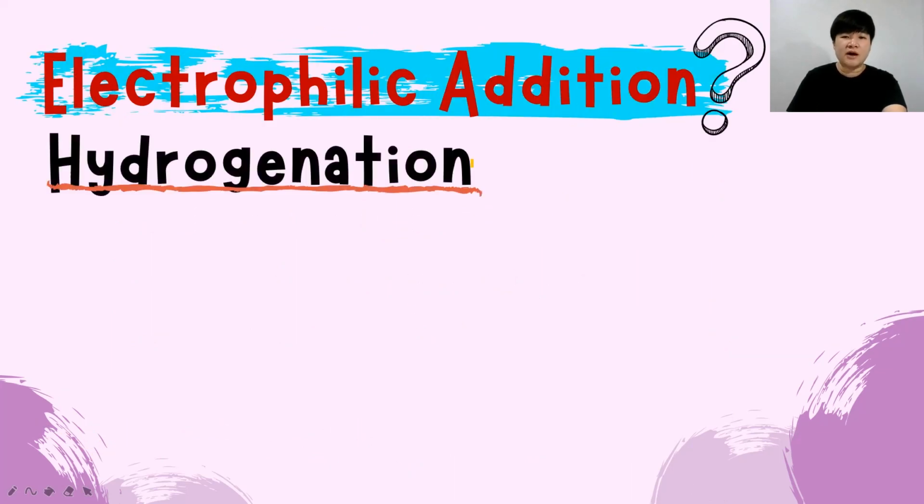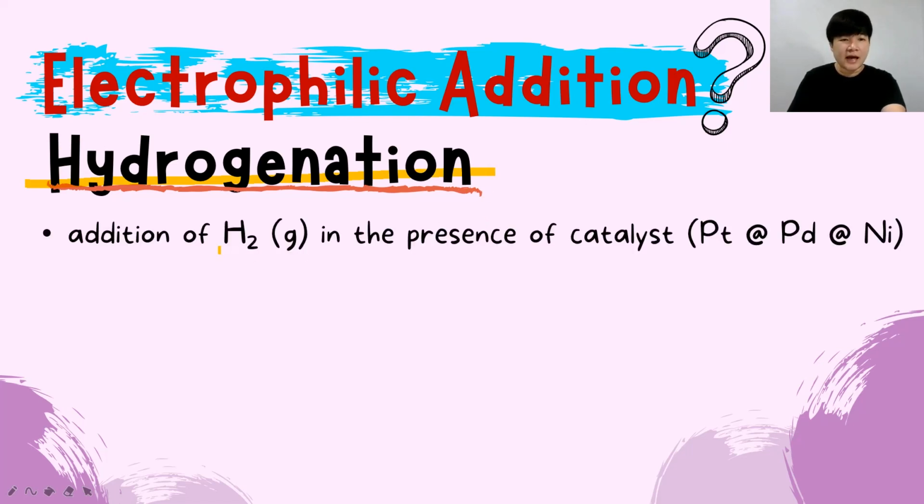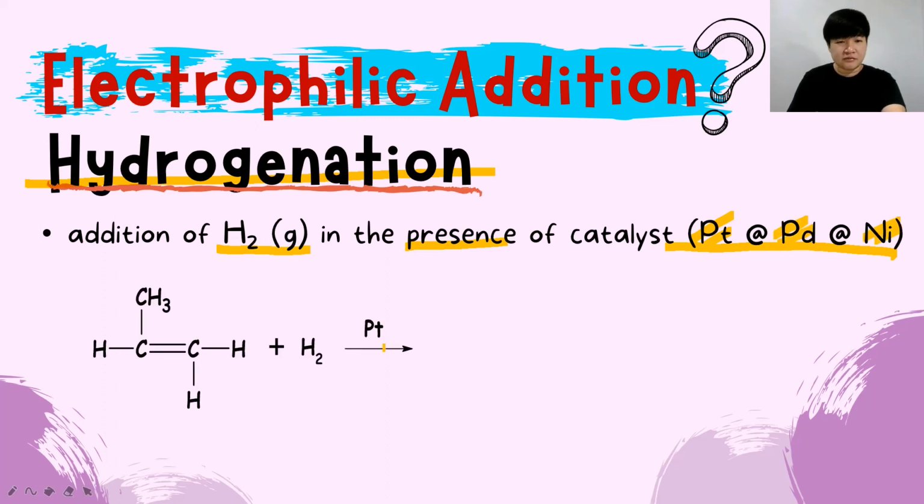The first one that you have is hydrogenation. In hydrogenation, we are adding H2 gas in the presence of a catalyst, any one of these catalysts, whether platinum, palladium, or nickel. So this is the way that we write the chemical equation, where you have the presence of H2 gas and also the catalyst platinum.